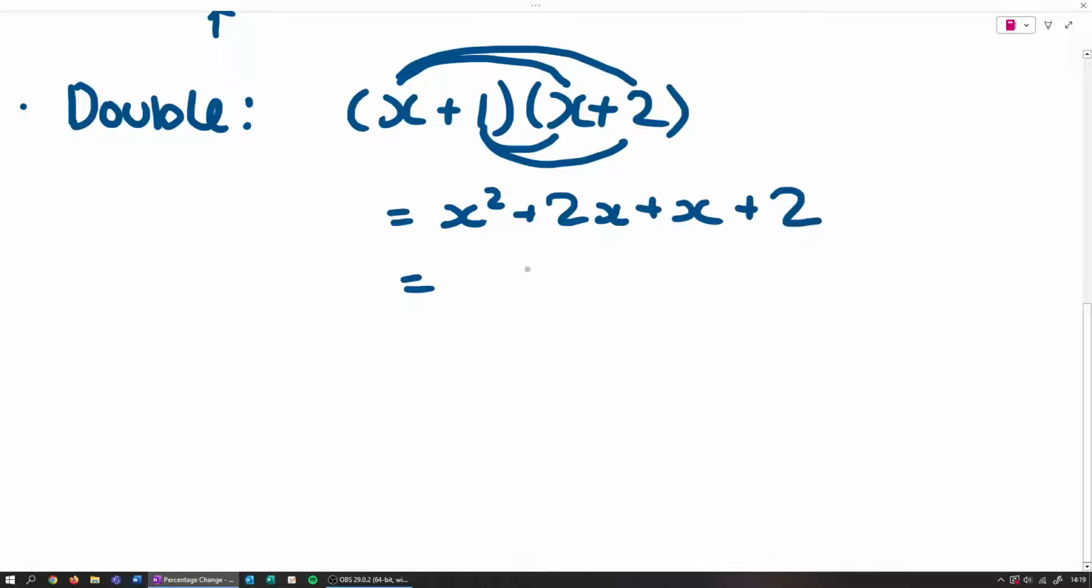And now we need to combine any terms if we can. These two can be combined, since they are both having only one x in them, and we get this.